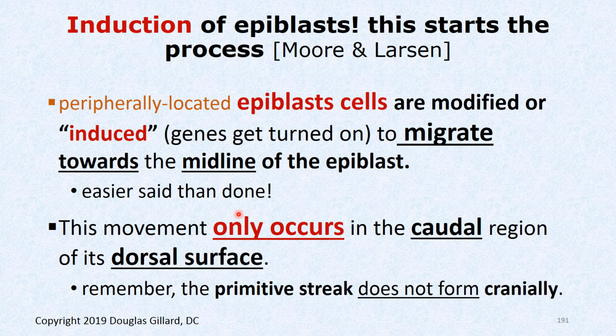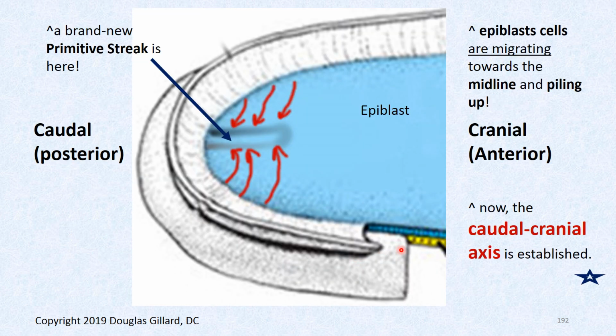Again, the movement only occurs in the caudal region. This primitive streak occurs caudally, not cranially. Remember, not cranial. We talked about that last time. So here is the caudal end of our bilaminar disc. I cut it off and blew it up. This is the epiblast layer here. This is the amniotic cavity. The sides are cut around. This is the amnion right here.